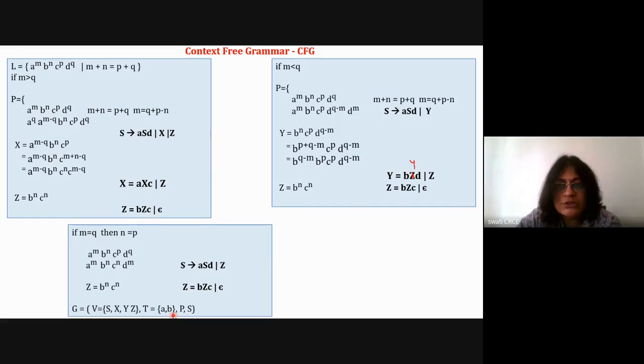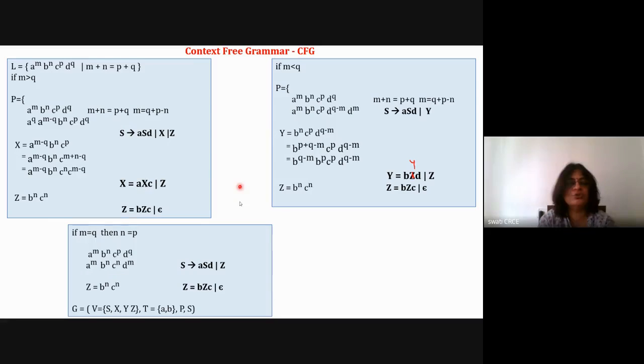Okay. So any doubts in this? See, the equation is given to you, the number of A's, B's and C's and D's are specified and some relation is given to you, and then you need to assume that M may be greater than Q, and then these are the rules. If M may be less than Q, then these are the rules. Or if M is equal to Q, then these are the rules. And either this is true or this is true or this is true.